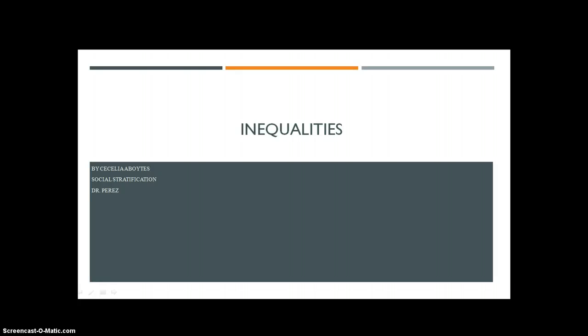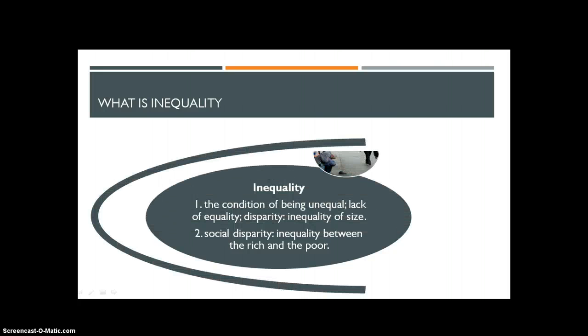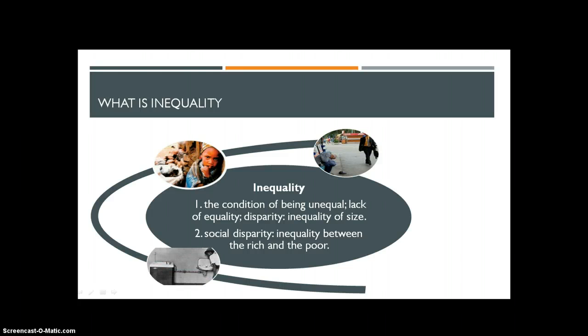Inequalities by Cecilia Boitis. What is inequality? Newman believes that inequality has four key components. They are race and ethnicity, social class, sex and gender, and sexuality.